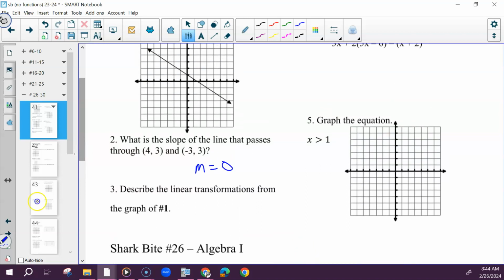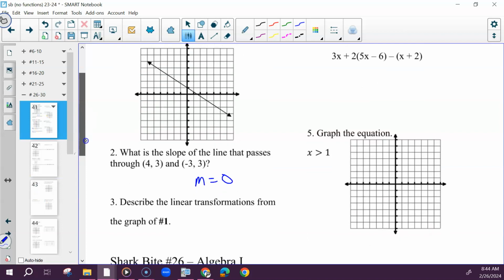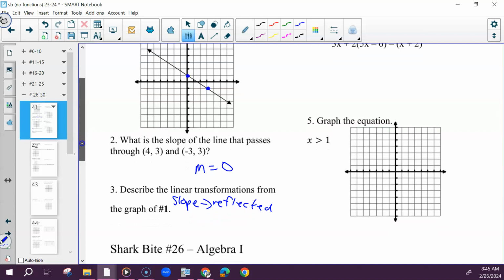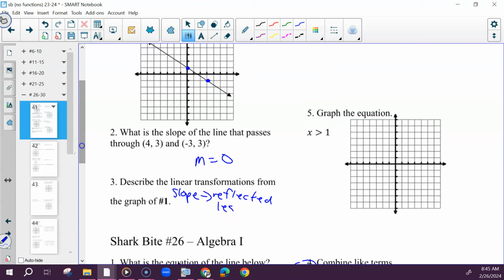For number three, if you have this graph where the y-intercept is at one, describing the linear transformations, you're talking about steepness, if it reflected, and if it shifted up or down. So the slope did two things, because it's a negative slope, so it reflected. And because the slope is no longer one, it's two-thirds, that is less steep by two-thirds. The y-intercept for this one was at zero and it shifted up one.